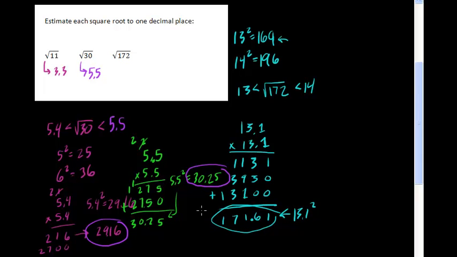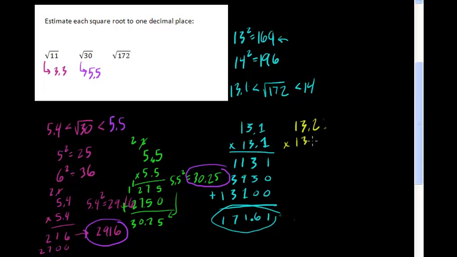Now, here, 13.1 squared is 171.61, that means that the square root of 172 is above 13.1, right? Now, the next one I would test is 1/10 higher. Let's try 13.2 squared. And probably don't have enough room. Let me just clear this off here. Okay. Sorry about that.